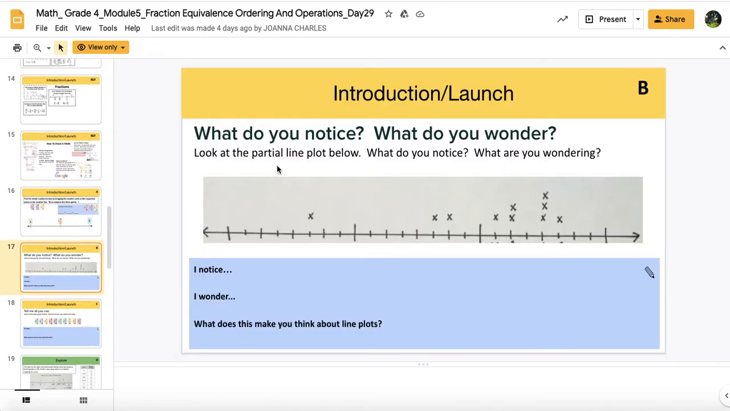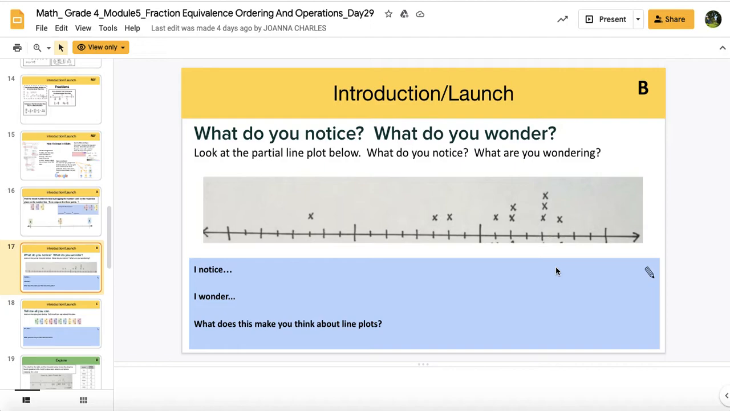On this slide, students are prompted to answer the questions, what do you notice, what do you wonder, and what does this make you think about line plots? You'll notice that the labels are purposefully omitted as we stated in slide 3. You'll notice here that this line plot has different sized lines. You'll notice that some lines have X's above them. And these are things that we're hoping students will also take notice of.